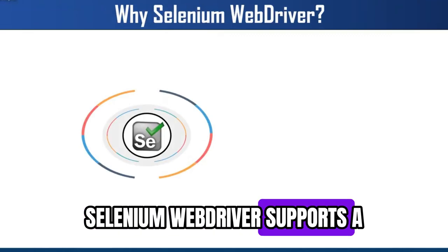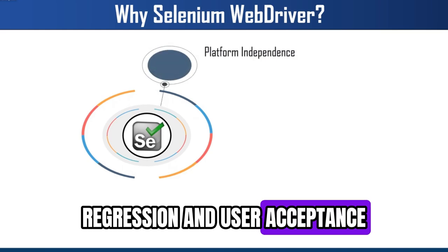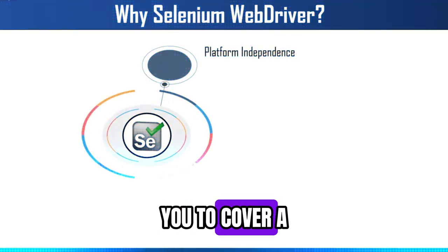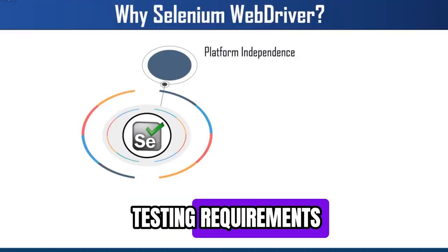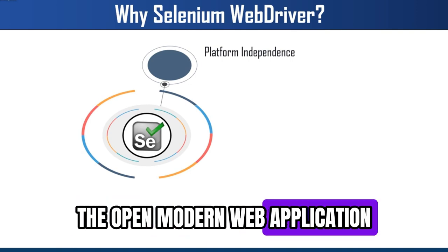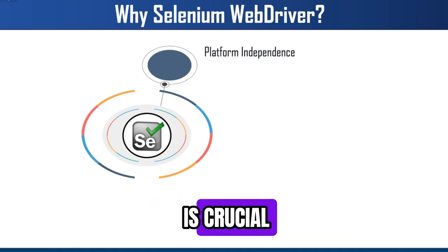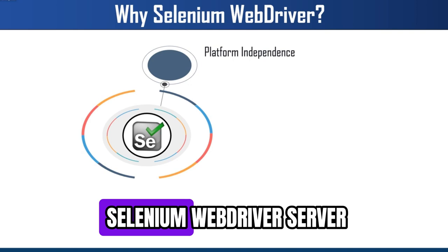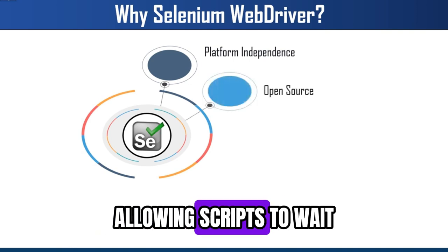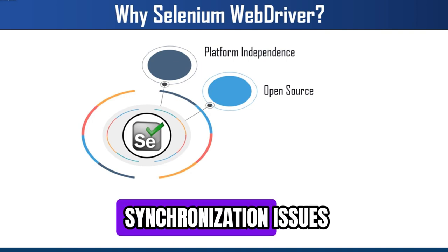Next is comprehensive testing. Selenium WebDriver supports a wide range of testing such as functionality, regression, and user acceptance testing. This enables you to cover a wide range of web testing requirements. The last one is dynamic waits and synchronization. In modern web applications, handling dynamic web pages and asynchronous behavior is crucial. Dynamic waits are provided by Selenium WebDriver, allowing scripts to wait for elements to appear and disappear. This assists in avoiding synchronization issues.